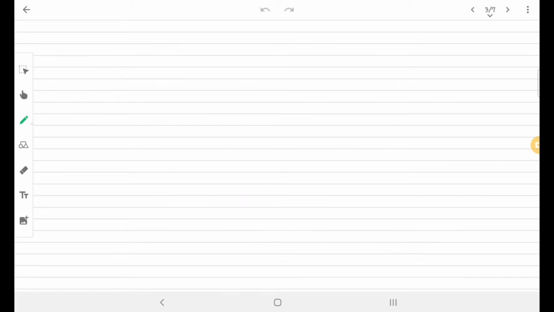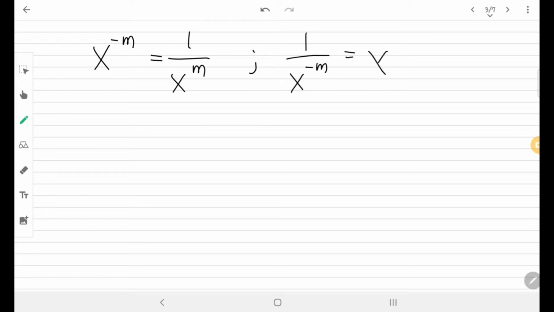Next, let's have the negative exponent. Sabi sa negative exponent ay ganito. X raised to negative m is equals to 1 over x raised to m. While kapag 1 over x raised to negative m, which is nasa denominator siya, yan yung magiging equal sa x raised to m.